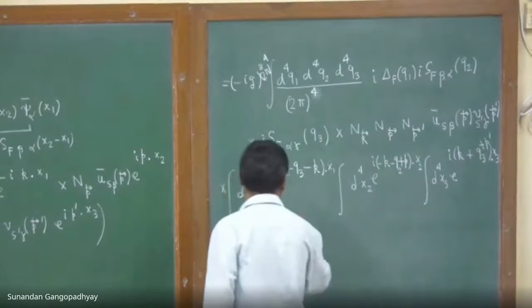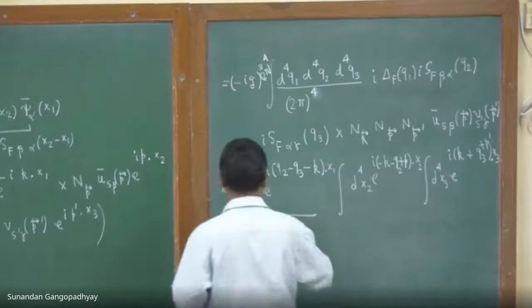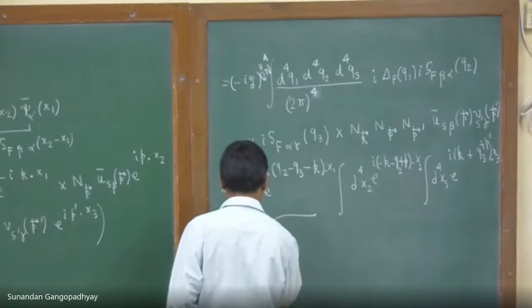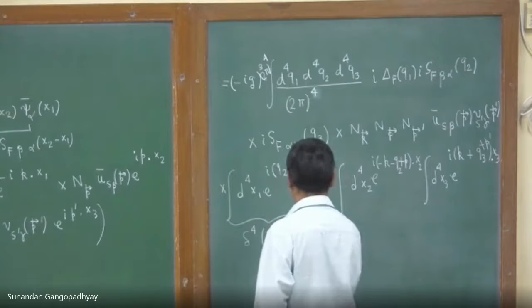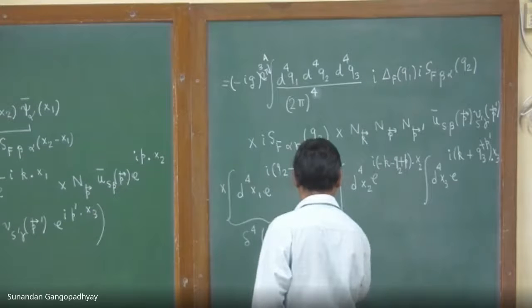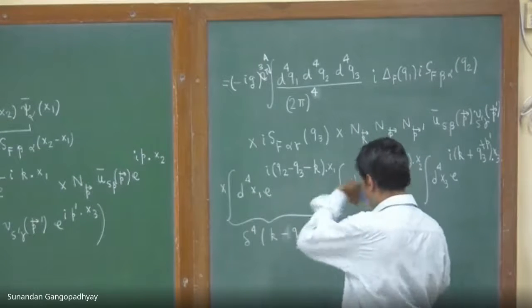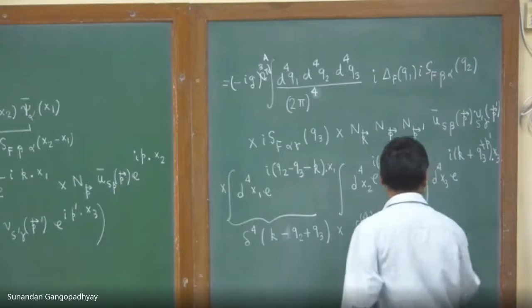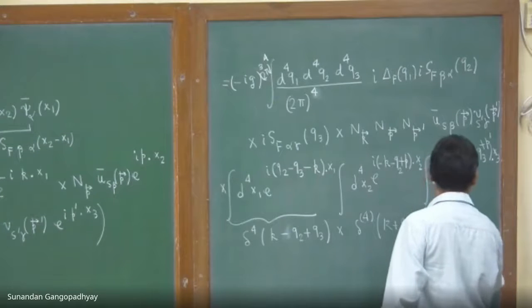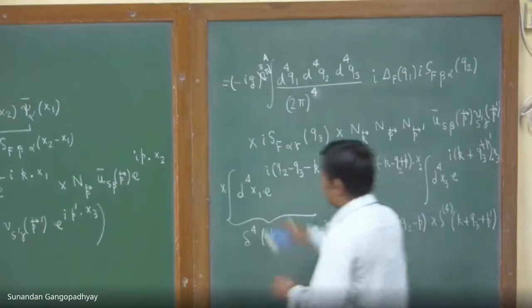This will lead to, apart from the factors, delta 4 of A plus minus A3 plus.